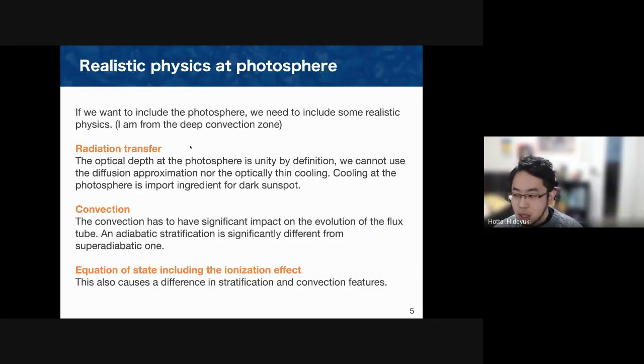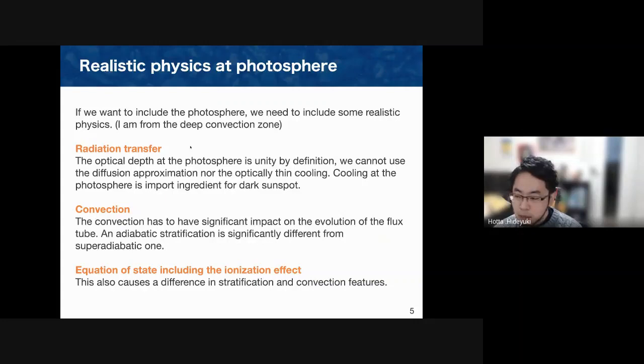Convection is also important. Convection has a significant impact on the evolution of flux tubes. But maybe you already understand this. Another importance of convection is that it maintains the stratification.